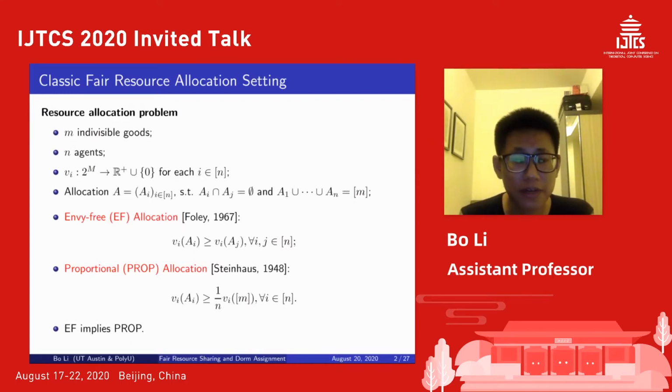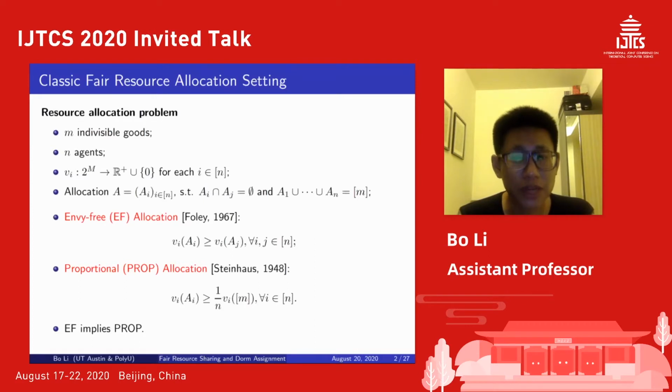To capture the fairness of the problem, two very widely studied solution concepts are envy-free allocation and proportional allocation. Envy-freeness is stronger. It requires that for every agent i, her value for her own bundle is not smaller than her value for any other agent j's bundle. So agent i doesn't want to exchange with agent j. So this is a very stable allocation. If this holds for every agent, this is an envy-free allocation.